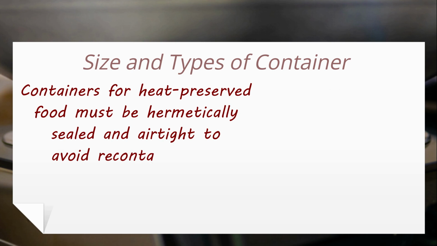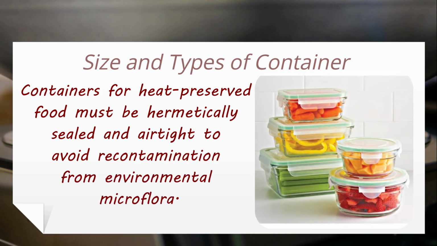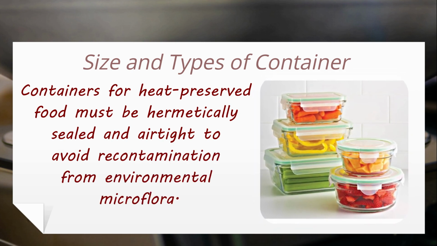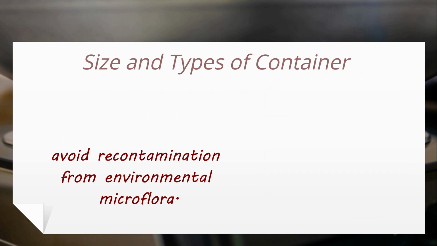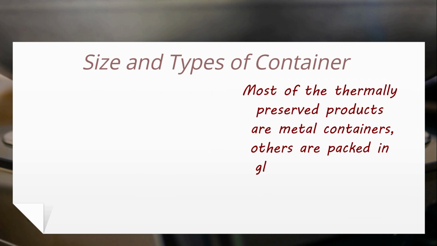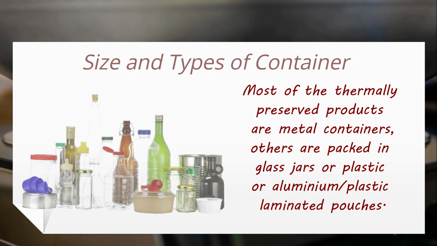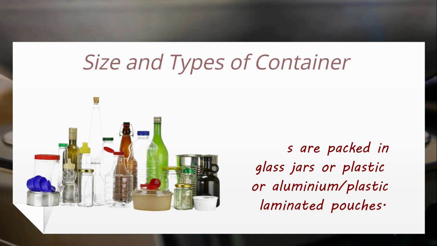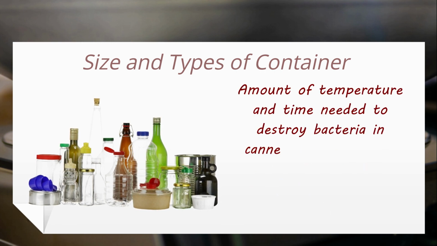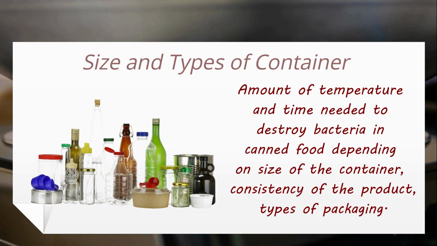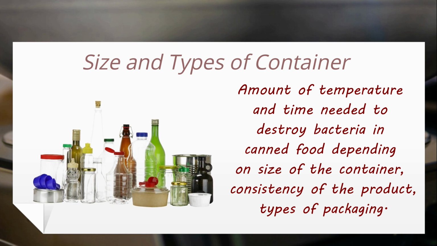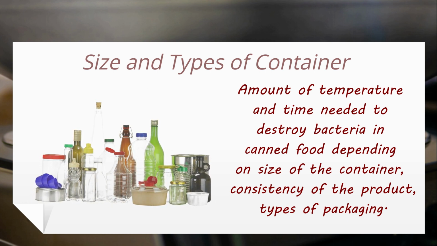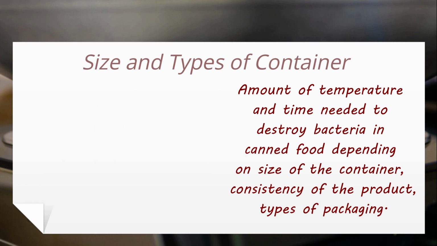The fifth factor is size and type of container. Containers for heat-preserved food must be hermetically sealed and airtight to avoid recontamination from environmental microflora. Most thermally preserved products are in metal containers like cans. Others are packed in glass jars, plastic jars, and aluminum laminated pouches. The amount of temperature and time needed to destroy bacteria in canned food depends on size of container, consistency of product, and type of packaging such as bottle, metal can, or retort pouch.